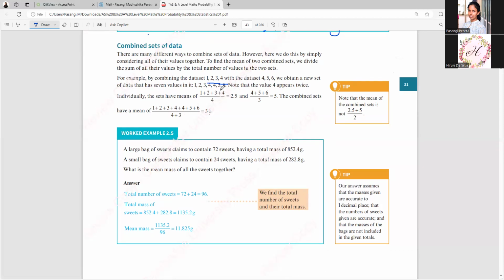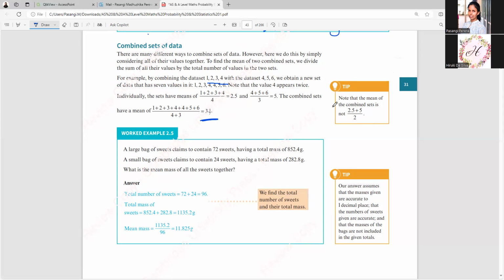If we consider the combined data set and divide it by the total number of values, that means 4 plus 3. So here 1, 2, 3, 4, 4, 5, 6 should be divided by 4 plus 3. Then the mean value will be 3 and 4 over 7. This amount will be the value. So anyway, combined means we need to add those two values together, consider all those values as one group, and find out the mean.